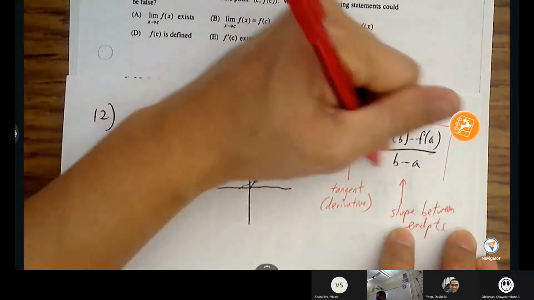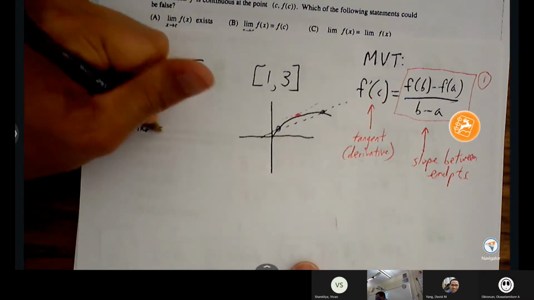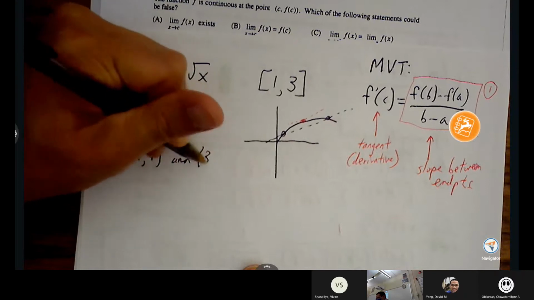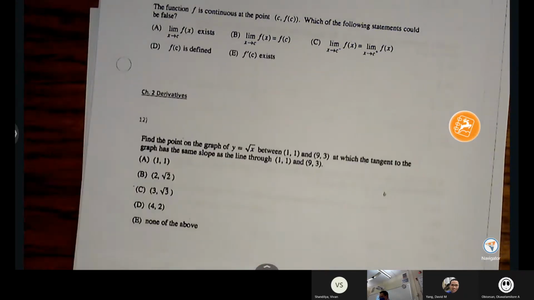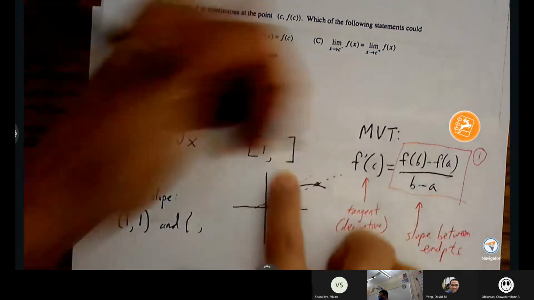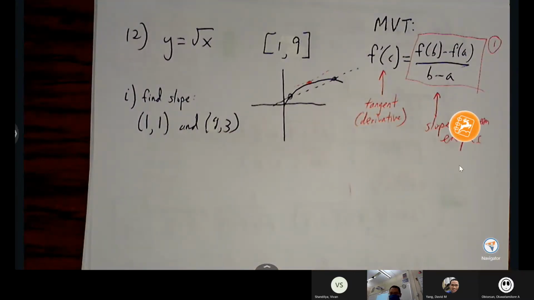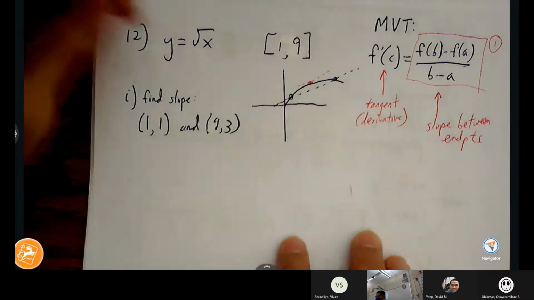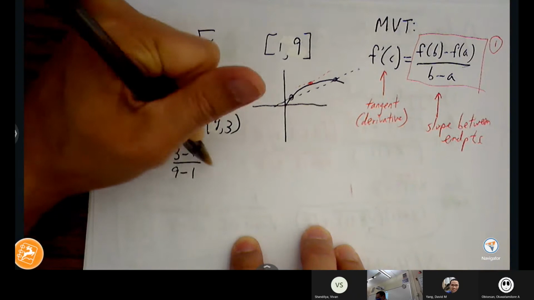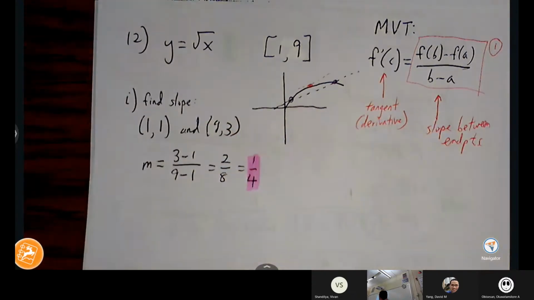All right, we want to take care of this piece of the puzzle first. So first we want to find points or find slope. We have ordered pairs given to us, right? We have 1, 1 and 9, 3. I'm sorry, my bad, I got these mixed up here. Going from 1 to 9. Okay, so the slope part of it, f of b minus f of a over b minus a, that's the change in y over the change in x. Okay, so I have that portion figured out.